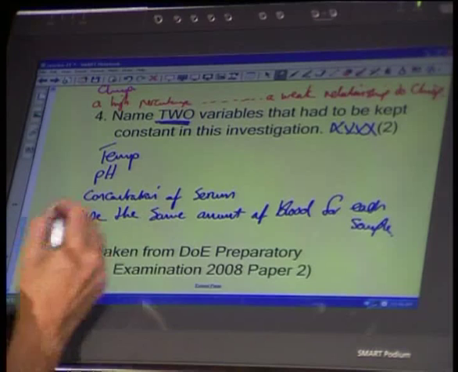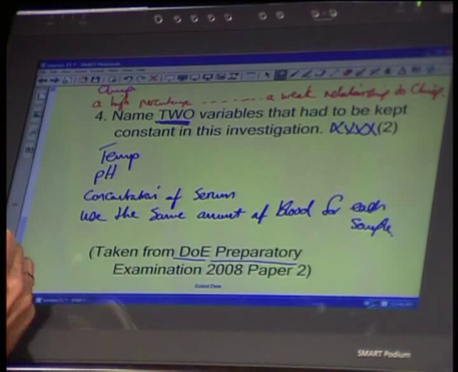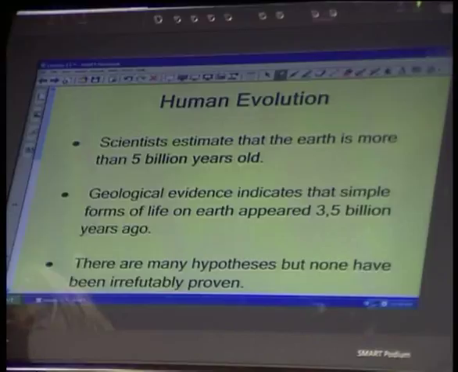All right, and this question was taken from the DOE preparatory exam paper from 2008, and it's actually a very nice question. A lot of teachers complained about that question because they said we've never taught this to our learners. We've never done blood tests and serums and antibodies and things like that. But at the end of the day, it's your knowledge of what a hypothesis is.